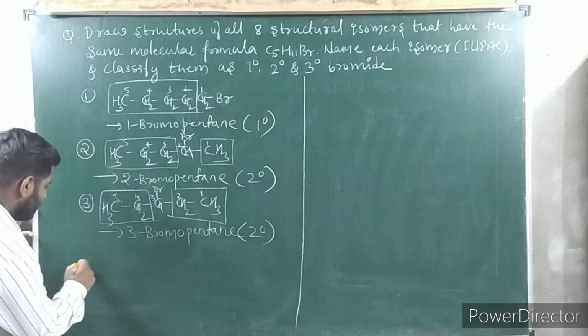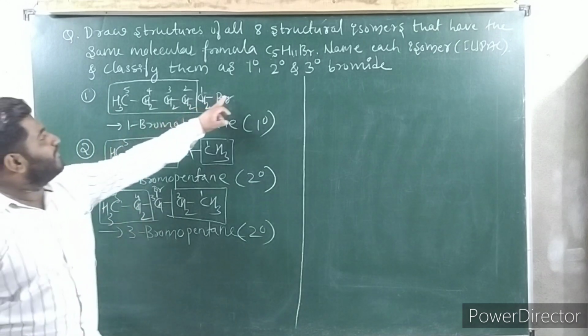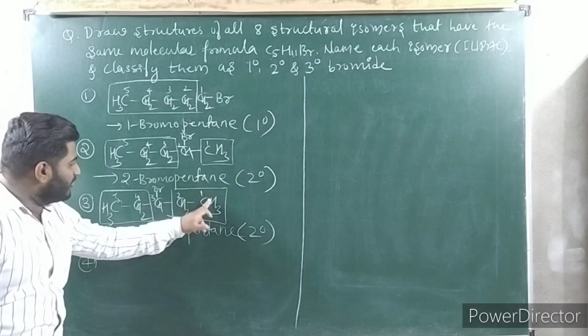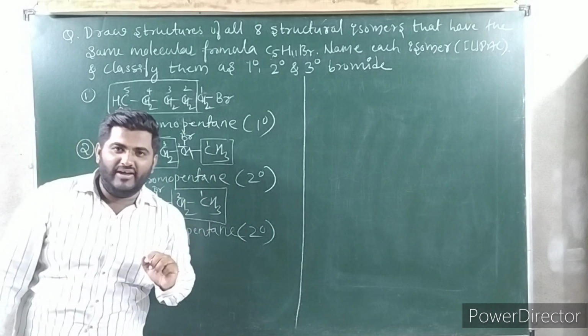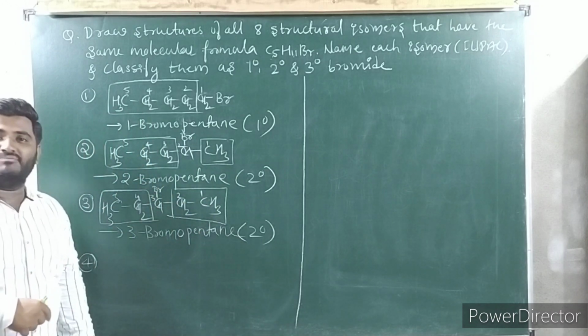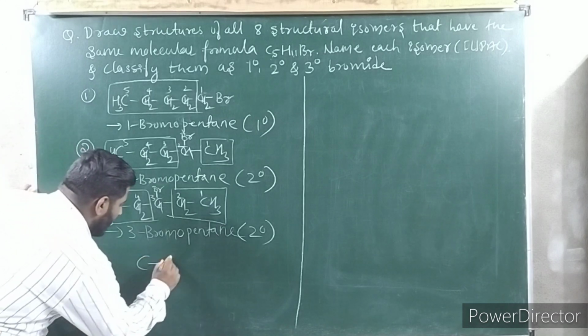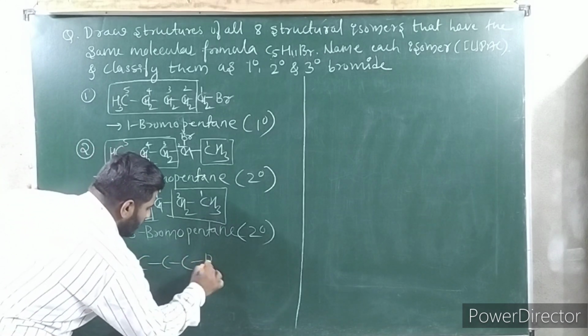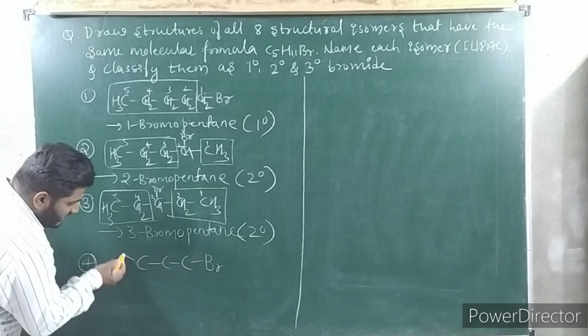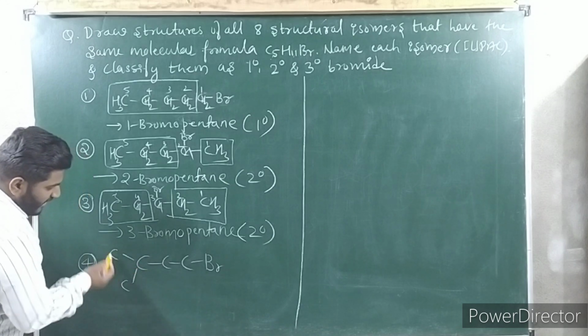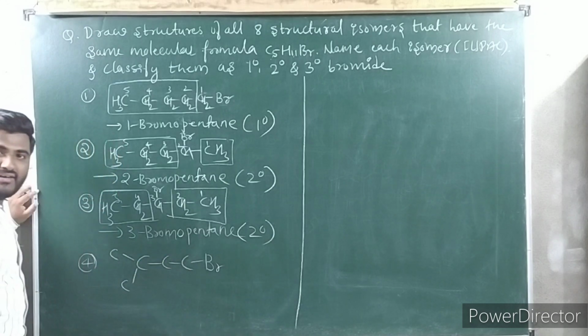Now the fourth one, carefully see. Bromine on the first carbon, bromine on the second carbon, bromine on the third carbon. These are the 3 possible ways. Now we have to make carbon branching only. See, 1, 2, 3. Here you write bromine. Now write 2 branching here like this, carbon, carbon. 1, 2, 3, 4, 5. Are we getting 5 carbons?